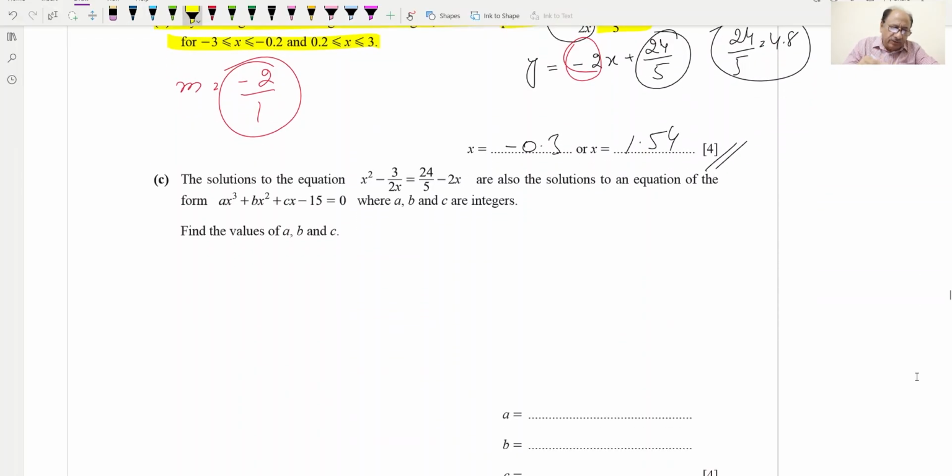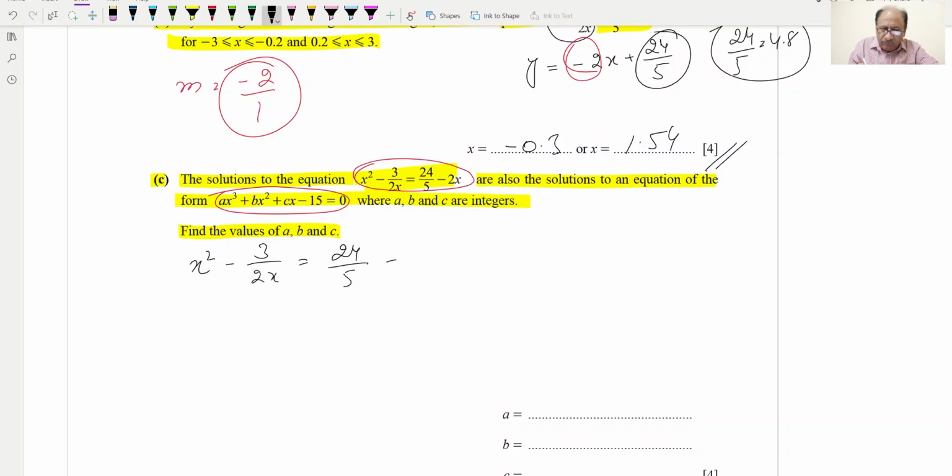Now the C part says the solutions of this equation are also the solutions of this equation, where a, b, c are integers, and find the values of a, b, c. So basically our target is to write this equation in this format. That's all. We will automatically get the a, b, c values. So now we can rewrite this equation. We'll have to get rid of the denominator. So x squared minus 3 over 2x is equal to 24 over 5 minus 2x.